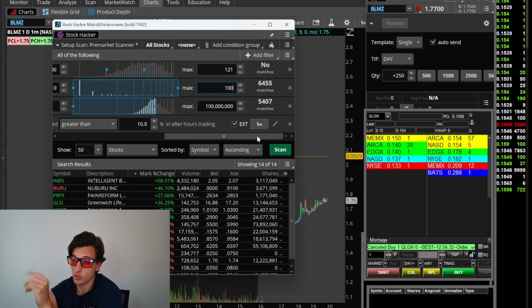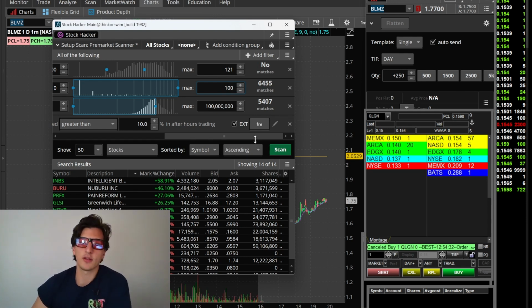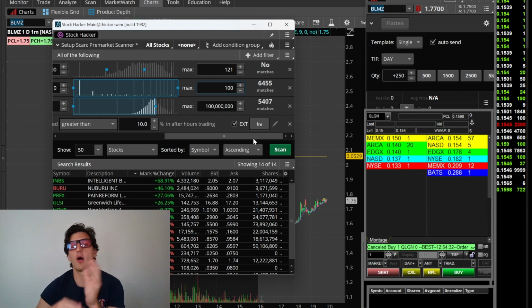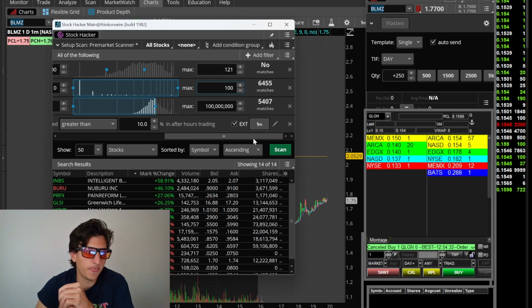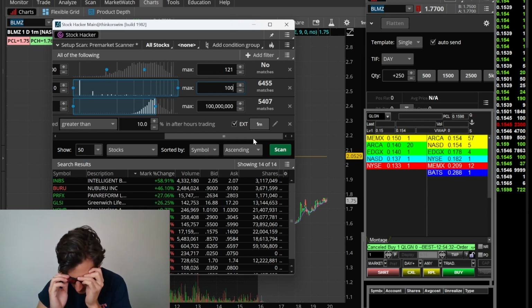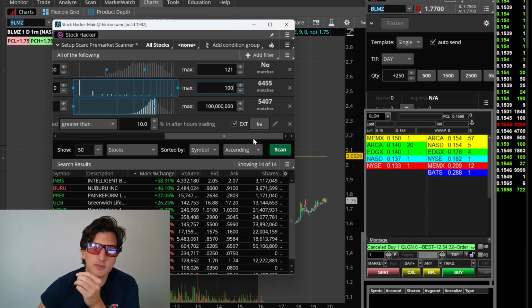Share float, which they don't have on Thinkorswim, that is pretty much the net amount of shares on the market that you can trade today. And that's always changing as different companies do offerings, they do share buybacks programs.